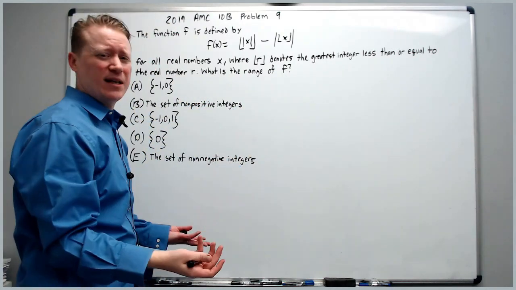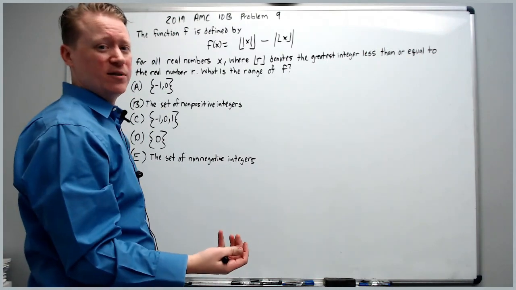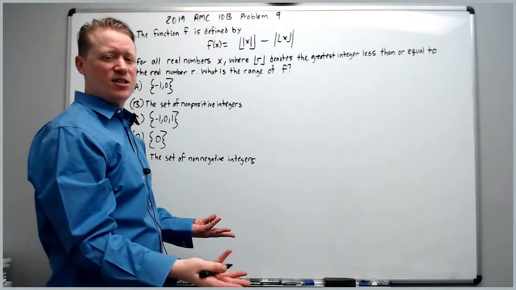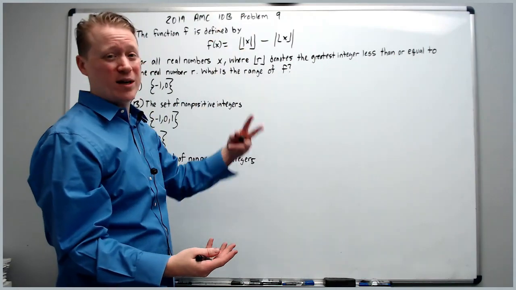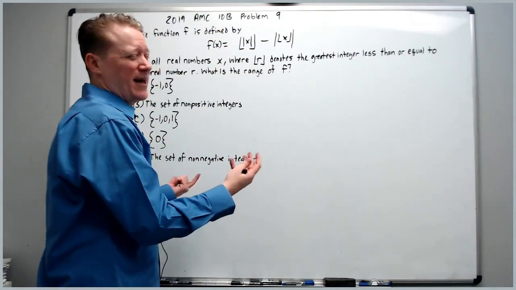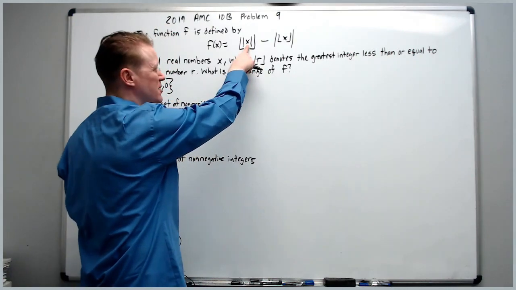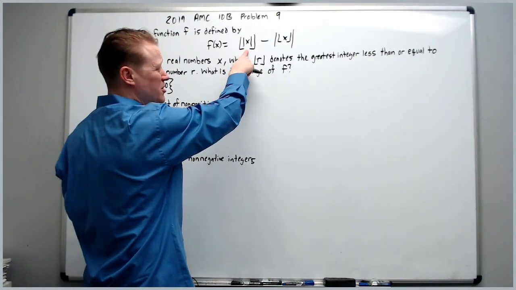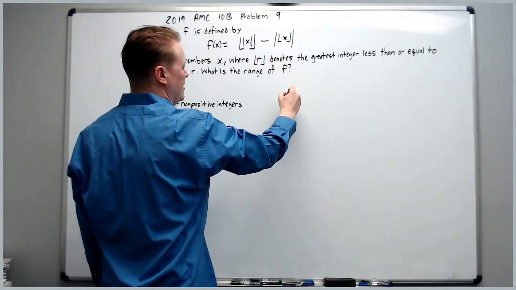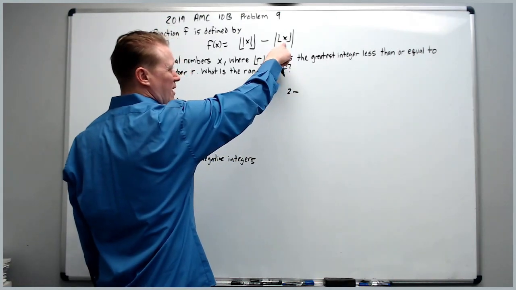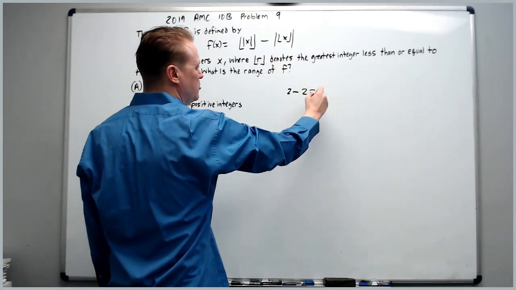Okay, range just means the output values. What are the output values we can get? Honestly, just start plugging in numbers. This looks weird, you don't know what's going to happen. Try a positive integer. Let's say you plug in 2. What's the absolute value of 2? It's 2. Rounded down to the nearest integer is still 2. So I get 2 minus 2 rounded down is 2. Absolute value is 2. We get 0.